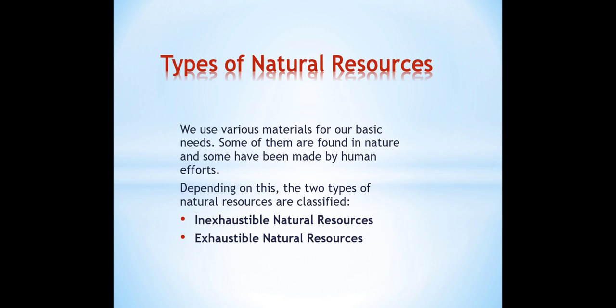Now, after knowing what natural resources are, we come to the types of natural resources. How many types are there? Students, we use various materials for our basic needs. Some of them are found in nature and some have been made by human efforts. Depending on these, two types of natural resources are classified: inexhaustible natural resources and exhaustible natural resources. Now, let's see what these are.